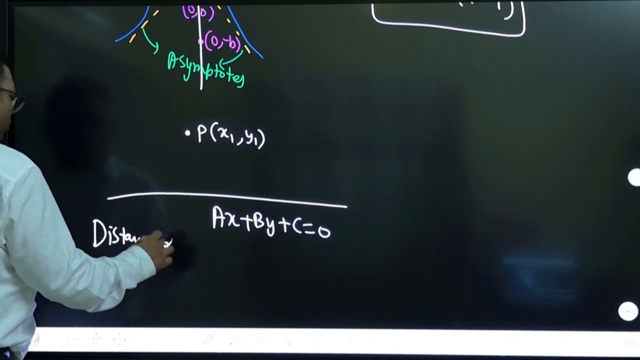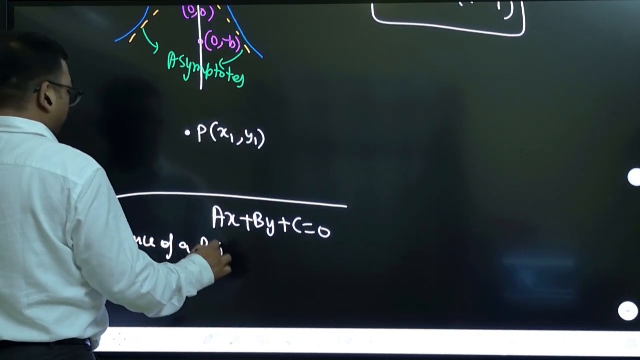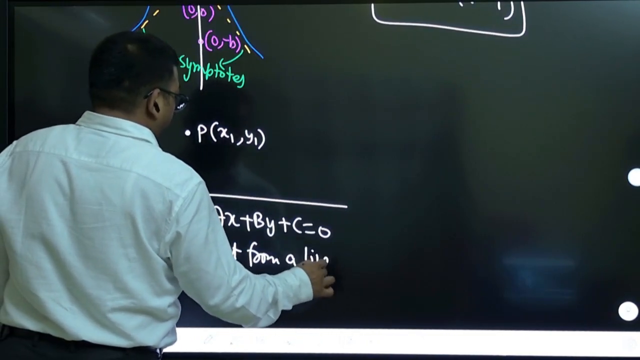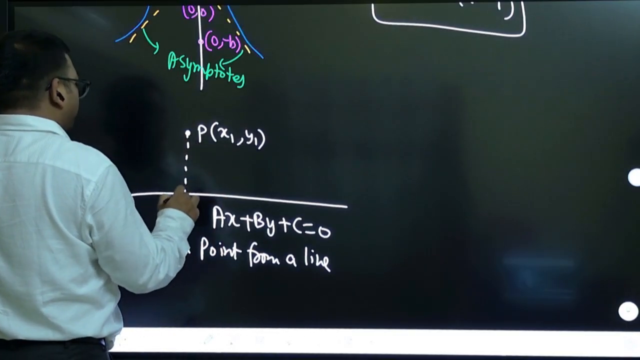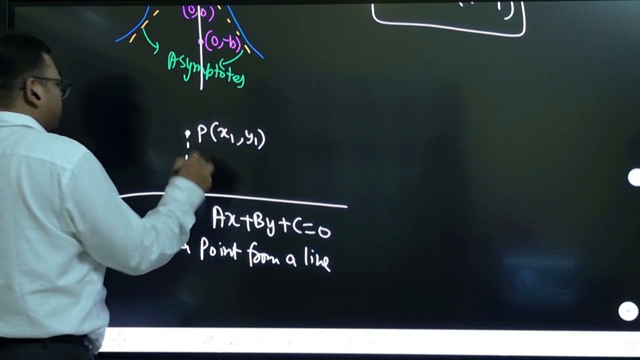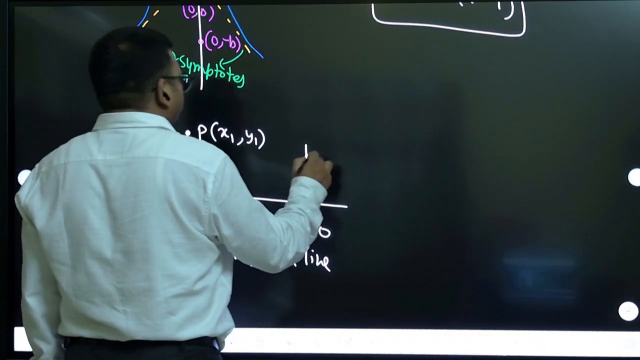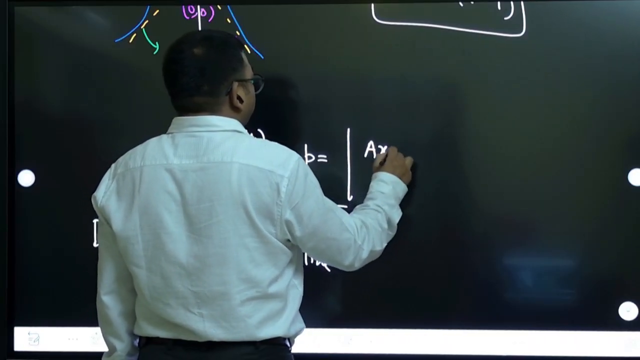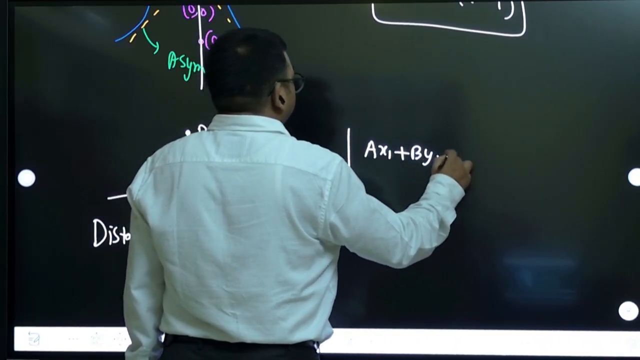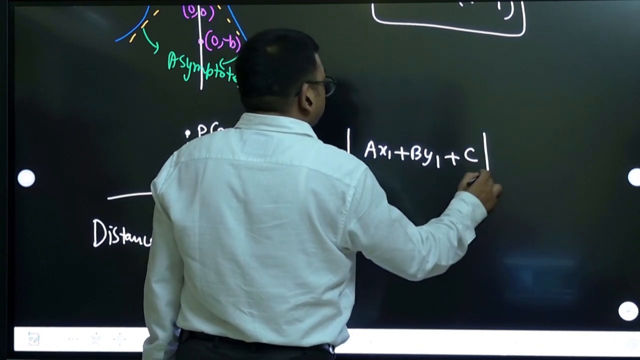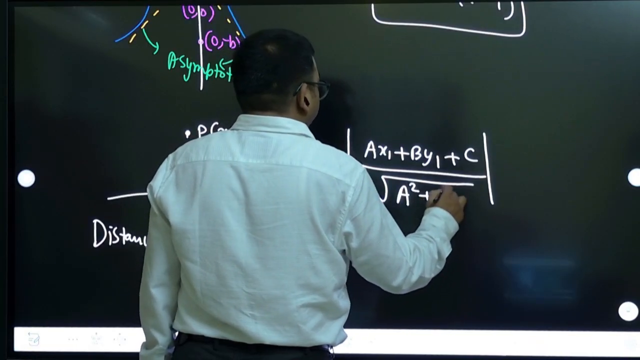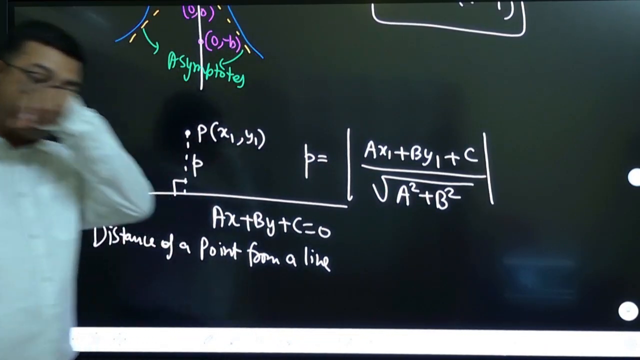So, the distance of a point from a line. If you drop a perpendicular, this distance is p, and this distance p can be calculated as the magnitude of ax1 + by1 + c divided by the square root of a squared plus b squared. That's all it is.